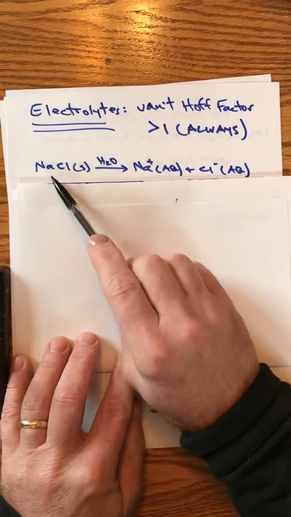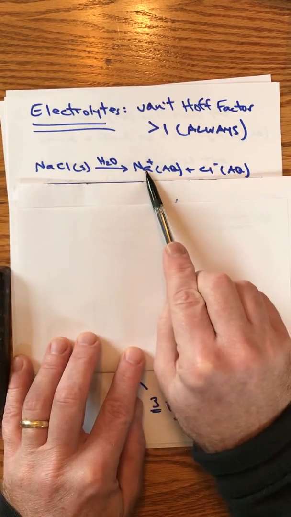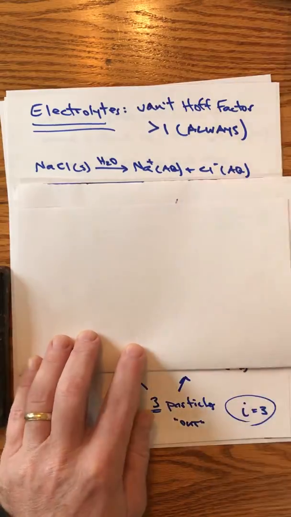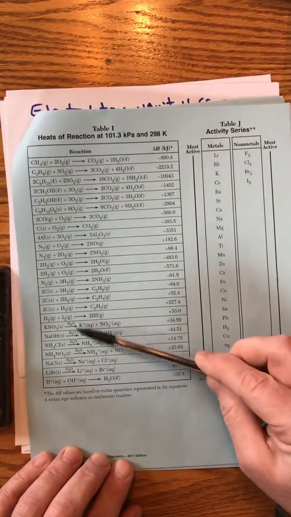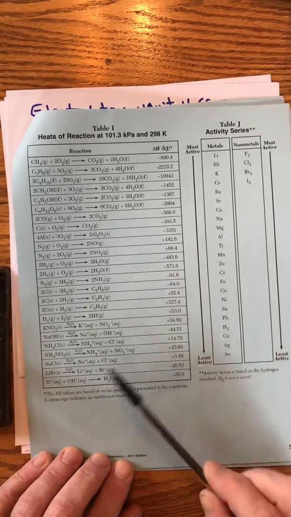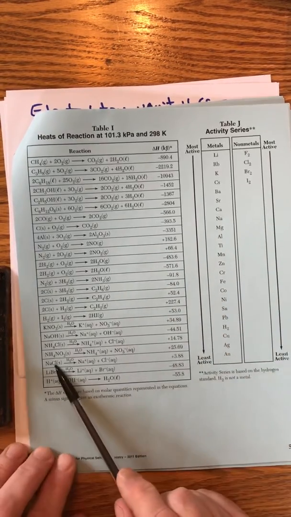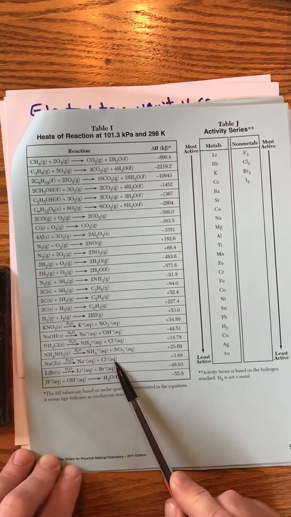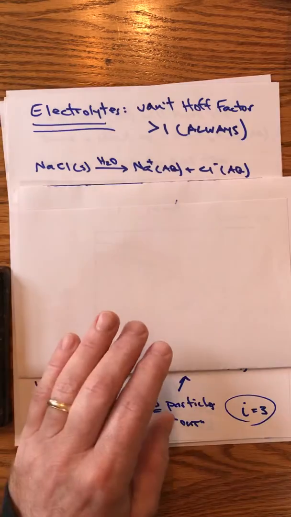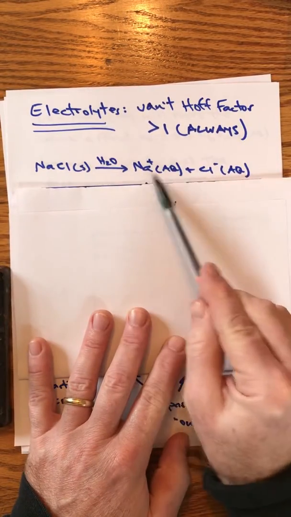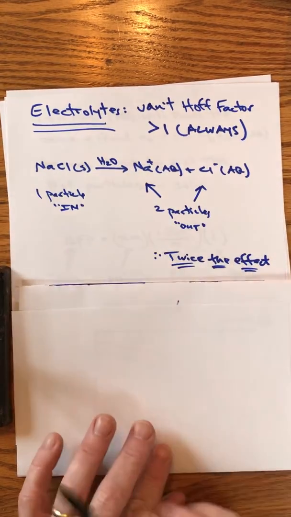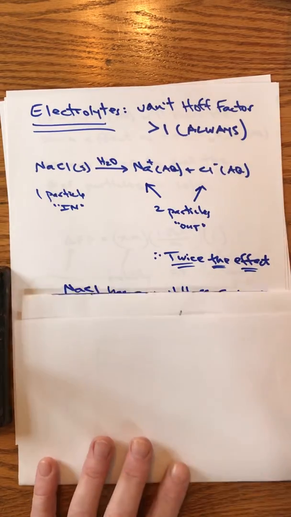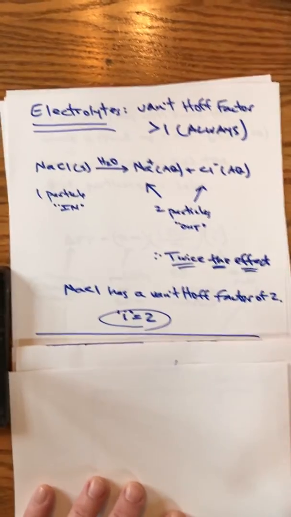Okay, so here's sodium chloride, solid, dissolving into water, creates Na positive ions and Cl minus ions. You could find a handful of dissociation equations at the bottom of table I. Right here, all these ones with H2O over the top, those are dissociation equations. So here's NaCl turning into Na positive and Cl minus. It's just an example. But for every one particle of salt that dissolves, I get two particles that are in solution. One particle goes in, two particles come out. So I'll have twice the effect. The van 't Hoff factor is 2. They say i for the van 't Hoff factor.